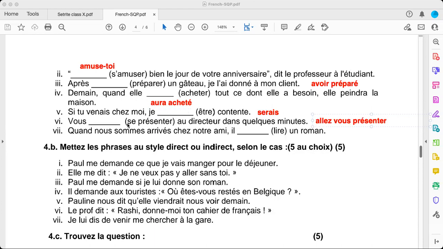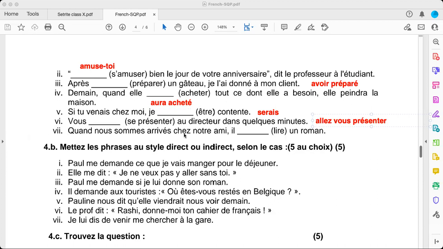You have to change se according to the subject. If the subject is je, you will make it me. If the subject is tu, you will make it te. If the subject is il or elle, singular or plural, it would stay the same, se. For nous, it would become nous. For vous, it would become vous.